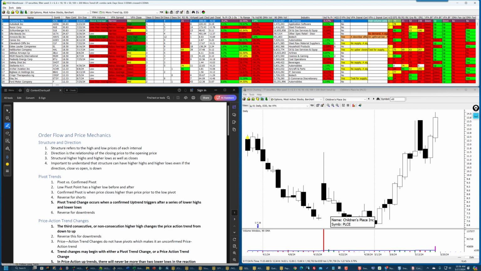Okay, since I made the last video, I've been at work with the software, adding things that I think are important and just to make it easier to see what's happening, and I'm going to show you that. Here is what I'm going to concentrate on today. The whole thing is about order flow and mechanics, and I'm going to talk about structure and direction today. And I'll get into that in a minute, but before I do that, I want to show you some things that I changed in the last few days.